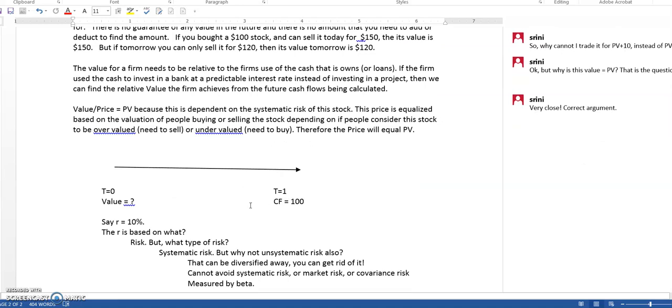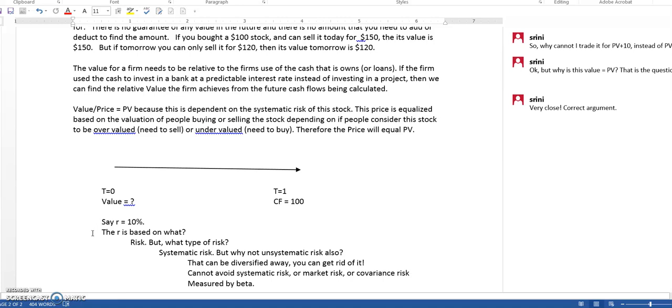Okay, so we are going to think of a security, like think of it as a bond, which has only one cash flow, which is going to occur at time 1, which is $100. So now the question is, if you were to buy this bond, at what price will it trade in the marketplace at time 0? So you're going to get a cash flow of $100 at time 1, and that's the only cash flow. And what will be the value at time 0? So now let us suppose that the required rate of return is 10% for this investment.